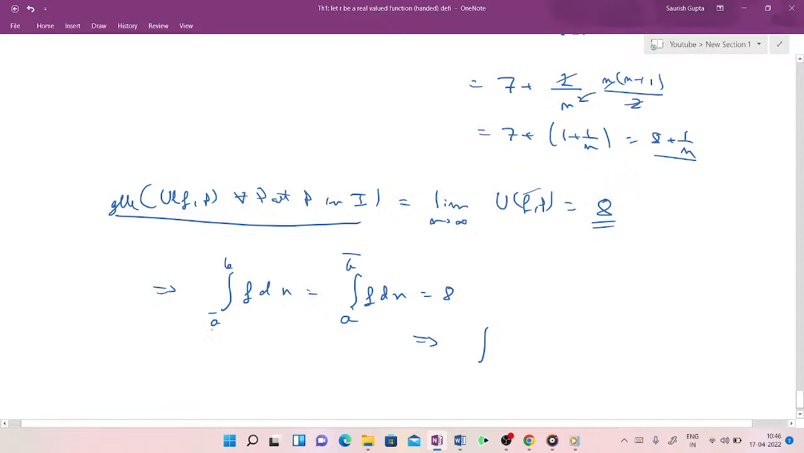Now what is a? Let me write it as the value itself: 2 to 3. So from these two values we get the Riemann integral from 2 to 3 of f dx equals 8. Clear? So let this lecture be up till this much, guys.